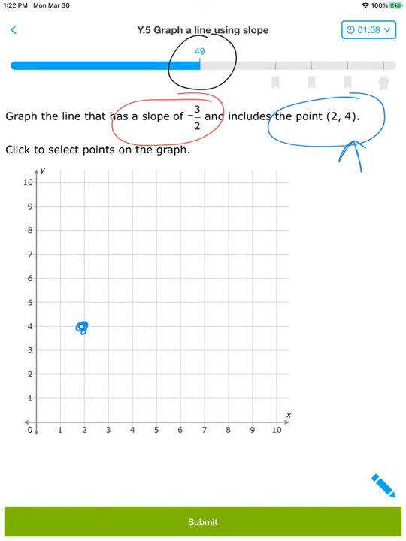And now for my slope, there's 2 big factors. First is the fact that it's a negative slope. So remember, negative means that it goes downhill. So you want to make sure that you're going down instead of up. But you still have your change in y over your change in x.